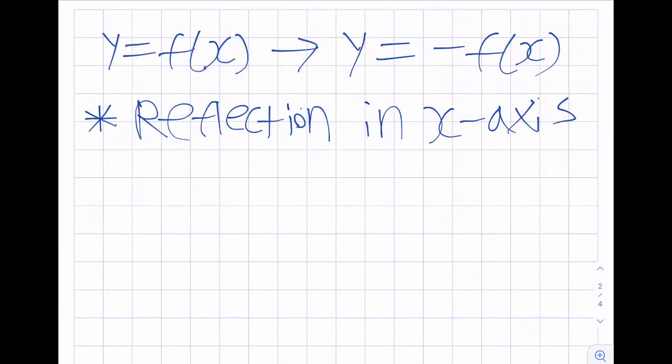Here we have two functions, y equals f of x and y equals negative f of x. In general, the graph of y equals negative f of x is a reflection of the graph of y equals f of x in the x-axis. What this means is that when we move all the points of y equals f of x and reflect them in the x-axis, we will get the function y equals negative f of x.